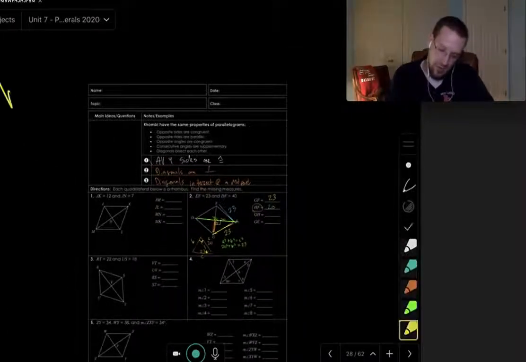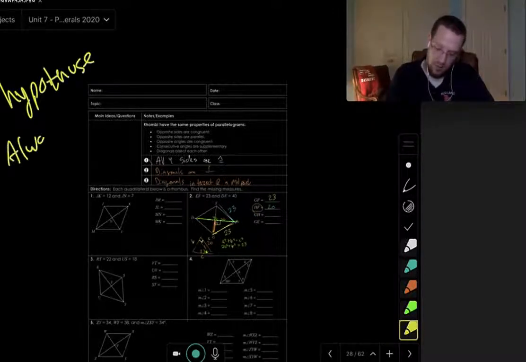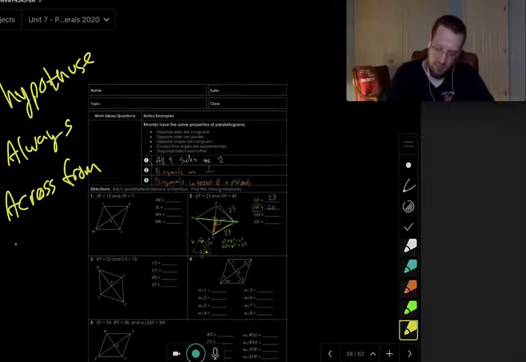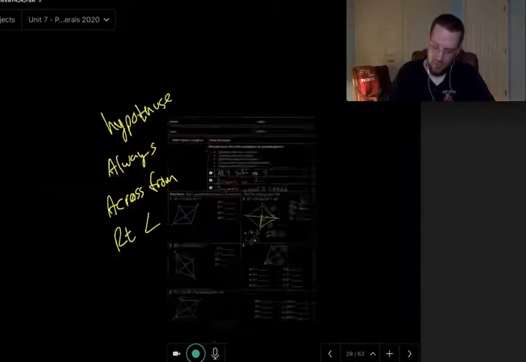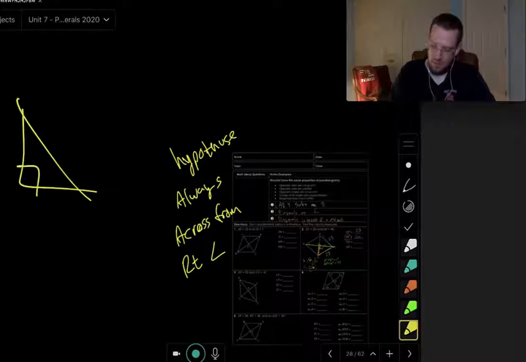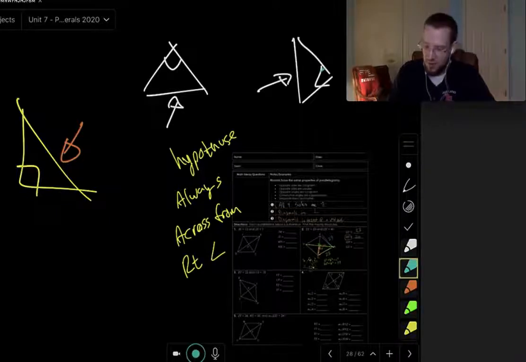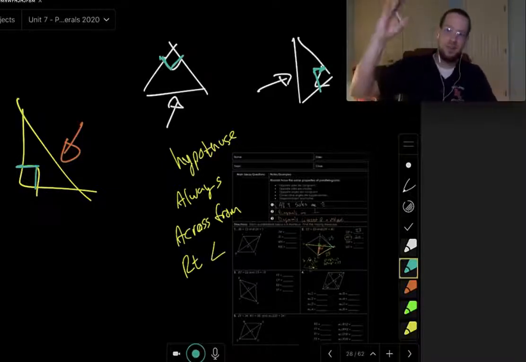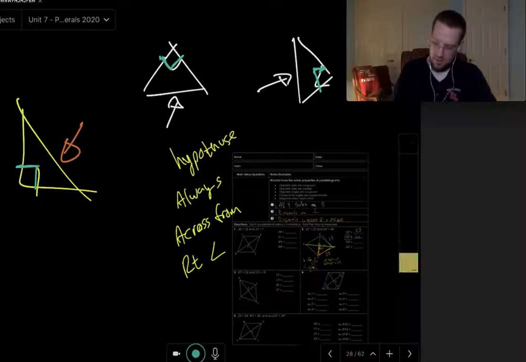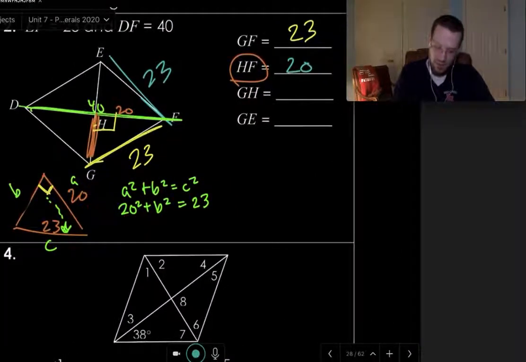Let me just write this up here. The hypotenuse is always across from the right angle. If I have a right triangle, the hypotenuse is here. It's always across from the right angle, the opposite side. And so that's how I know 23 is my hypotenuse.